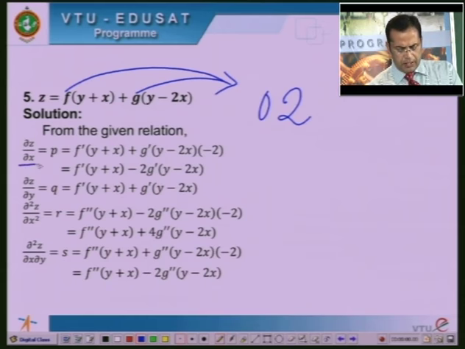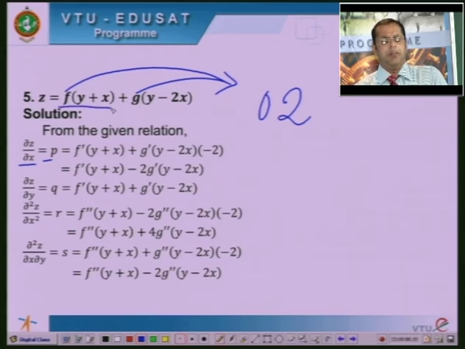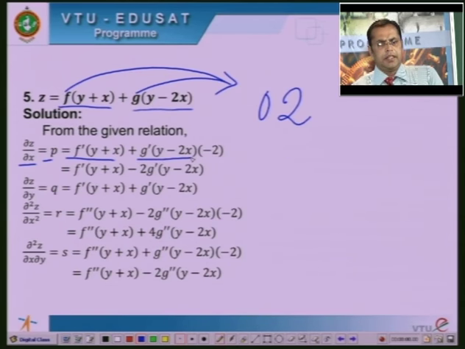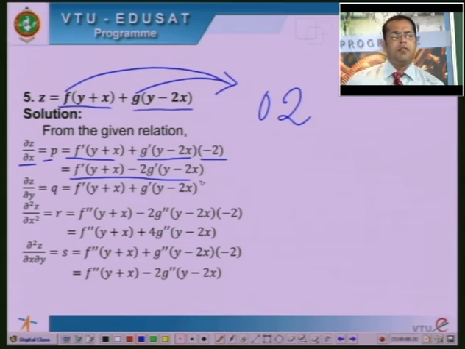First order derivatives, dou z by dou x equal to p. Equal to f of y plus x will become f dash of y plus x, and then y plus x with respect to x: y is 0, x is 1. So, you get 0 plus 1, which we do not write here, that is understood. Then g of y minus 2x is g dash of y minus 2x, and then y minus 2x with respect to x gives you the extra minus 2, which is the coefficient of x. So, on simplification, p will be f dash of y plus x minus 2 into g dash of y minus 2x.